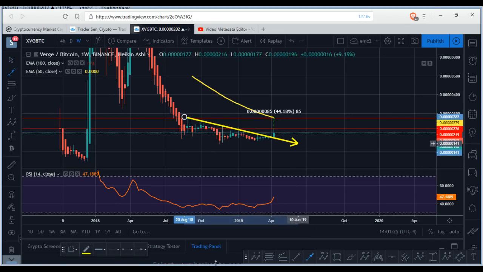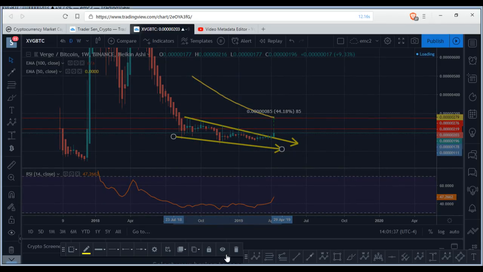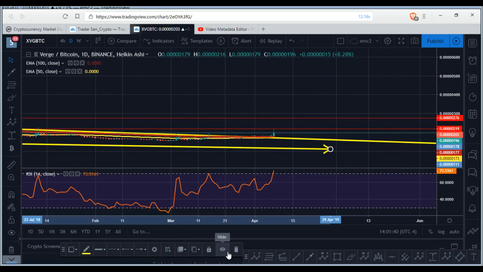Just about this area, right? We already broke it, right? It is looking pretty promising, and that's a weekly time frame, right? That's a weekly time frame. So, nice falling wedge, a big breakout to the upside. Let's take a look at the daily time frame.